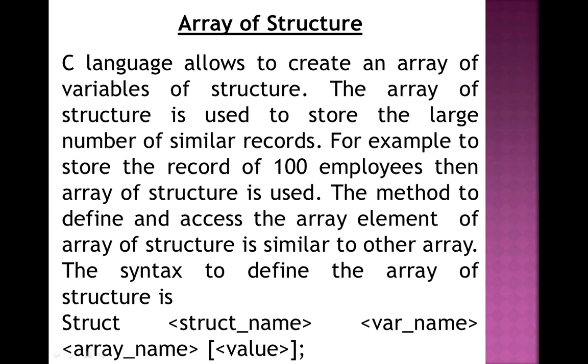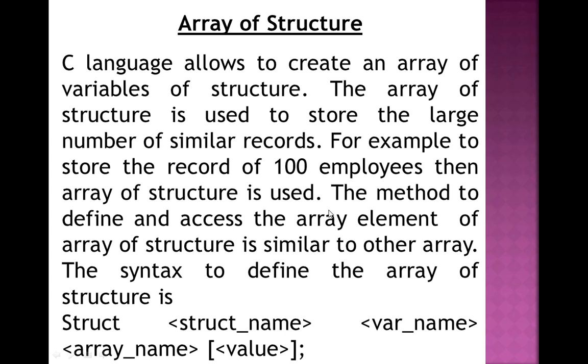The array of structure is used to store a large number of similar records. Similar records, because an array is of similar type, so it is used to store a large number of similar records. For example, to store the records of 100 employees. Till now we have covered only two employees, that is E1 and E2. If we want to store the records of 100 employees, then an array of structures is used.